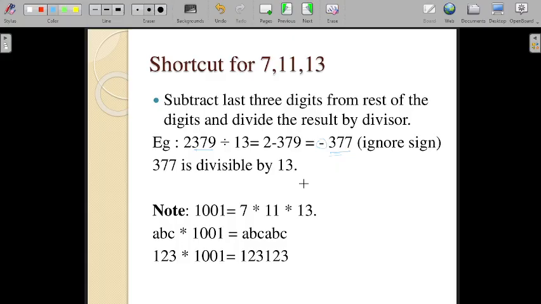Here you have to remember this value. 1001 is the value of the multiplication of 7, 11, 13. 7 times 11 times 13 equal to 1001. Also, when you multiply ABC and 1001, then you get ABCABC. For example, 123 into 1001 equal to 123123.